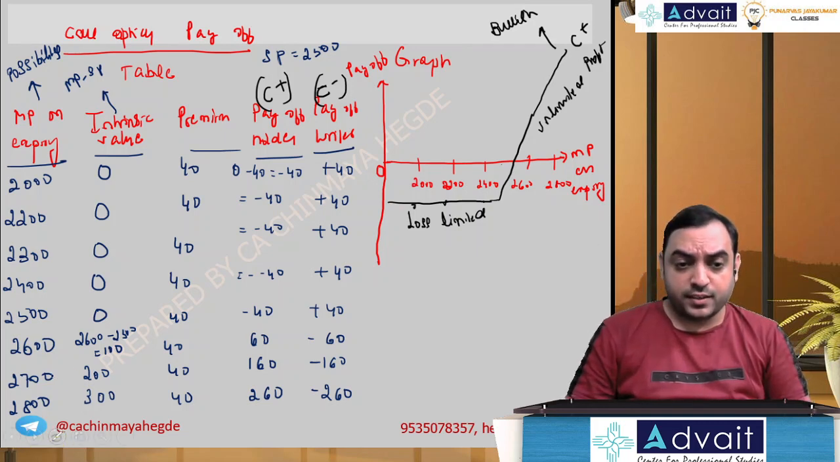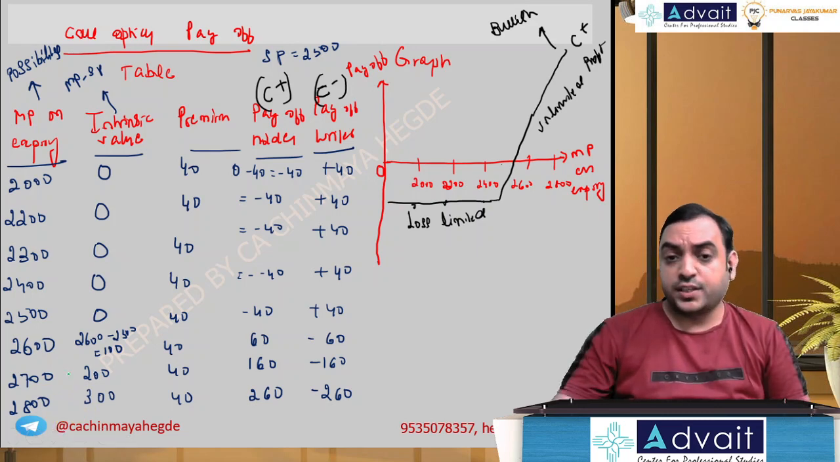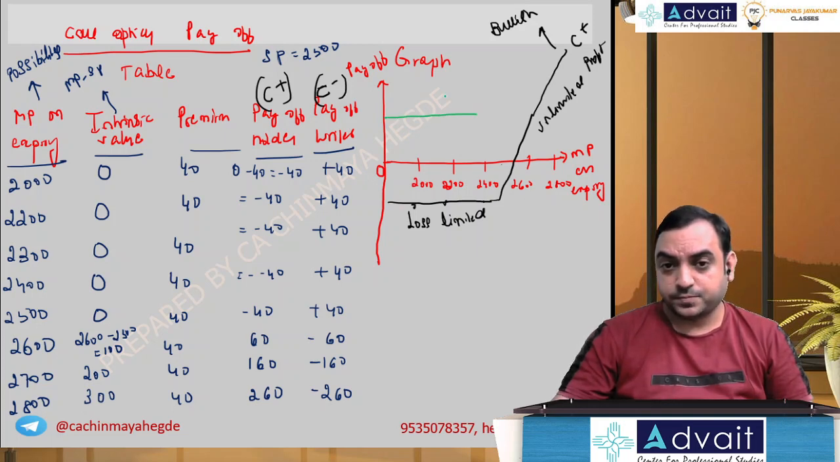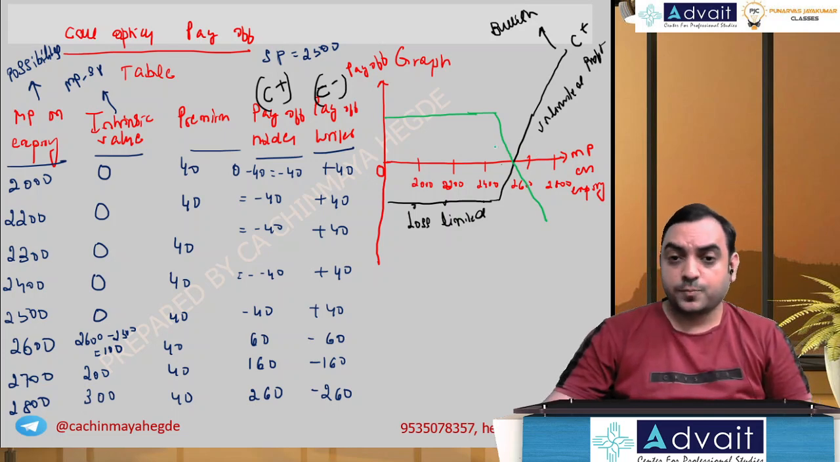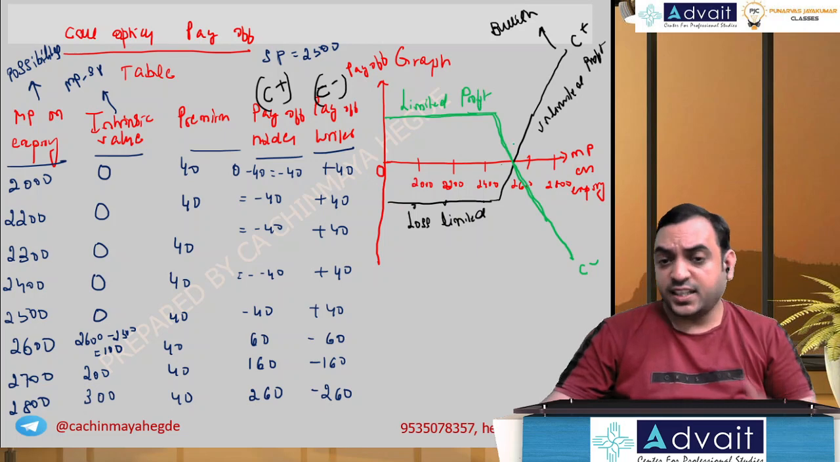What about the option writer? Exact opposite. He makes the same profit when the market price is flat. And when the market price increases, he starts making loss. So this green one is for C minus, that is for the option writer. He makes limited profit, and his loss is unlimited.